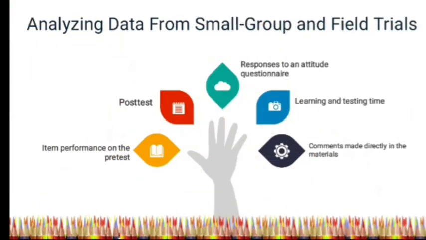And it's time for analyzing data from small group and field trials. This data can show what problems and reactions this representative group of learners had. The available data typically include the following items: performance on the pre-test, post-test, and responses to the attitude questionnaire, learning and testing times, and the last one, comments made directly in the material.